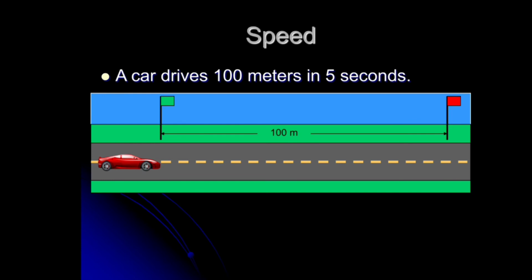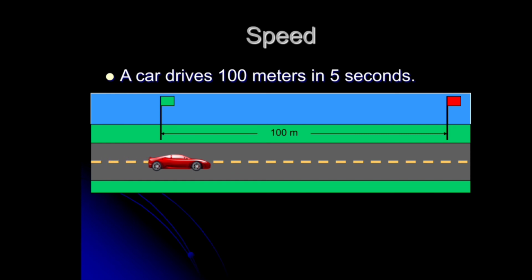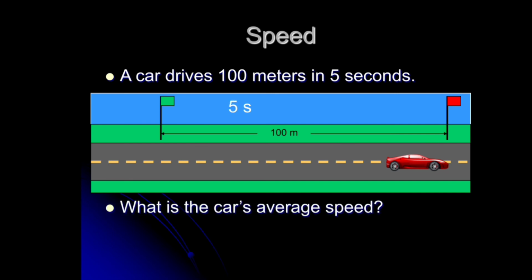Here we will take an example. A car drives 100 meters in 5 seconds. Here you can see. Then what is the car's average speed? It is once again distance upon time, that is 100 upon 5 is equal to 20 meters per second.